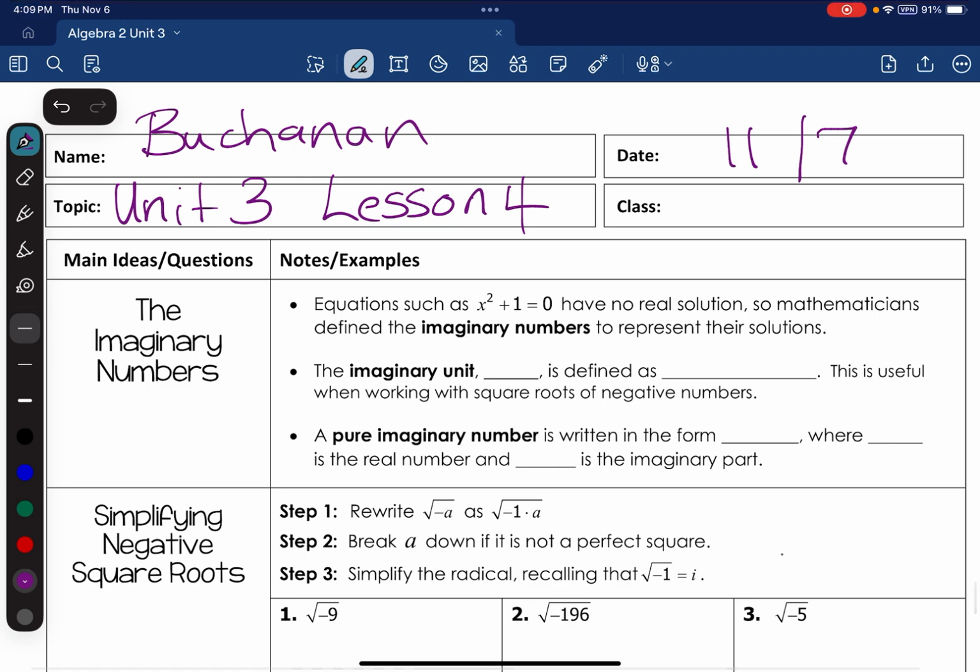The first thing we need to clarify is imaginary doesn't mean that they're not real, that we don't have a thing. It just means that mathematicians didn't know what they were in the beginning, so they called them imaginary. Should have been a different word, a better word. But for now, we're just going to call them imaginary numbers.